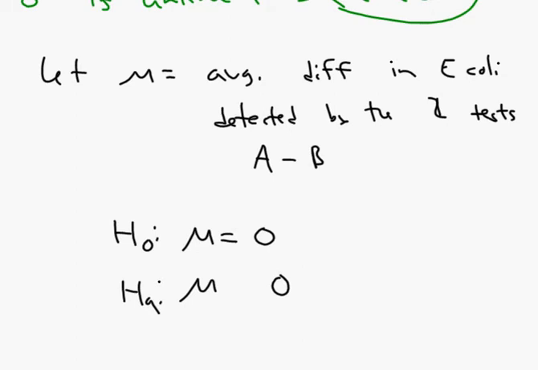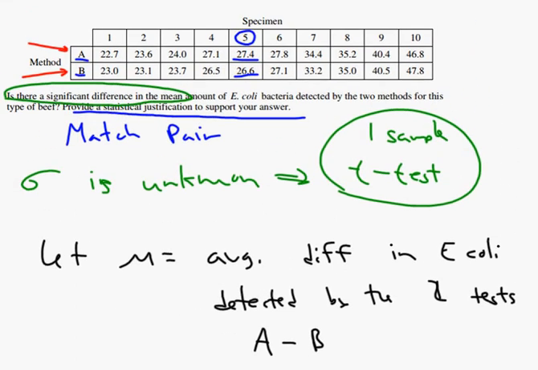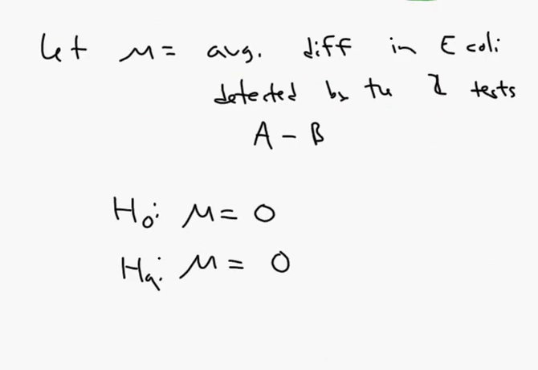And to do that, you should go back and reread the question. So look at the question we're being asked. Is there a significant difference in the mean amount of E. coli bacteria detected by the 2 methods? So there's no direction of a relationship being suspected. They're not saying, does test B detect more bacteria than test A, or vice versa. So your HA in this case is that mu does not equal 0. So that means we have a 2-sided test, and it's good to make a note of that.